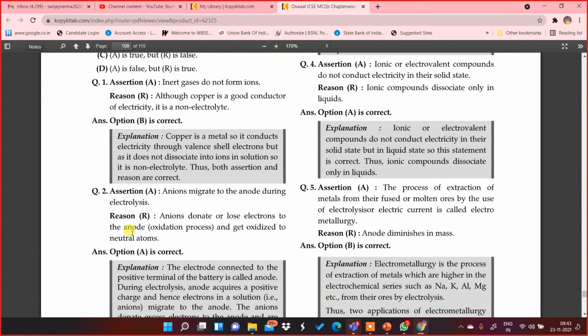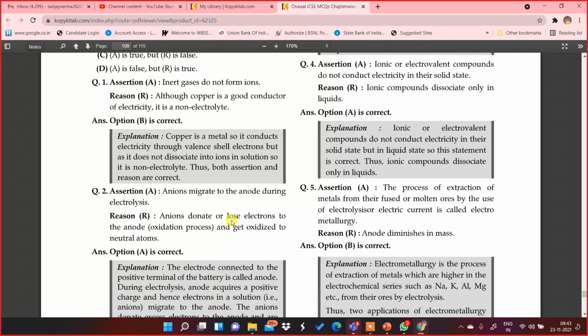Anode oxidation means it loses electrons and gets oxidized to neutral atoms. Okay, so do you think this A and R are related to each other in any respect? Yes, they are related. It is true that anions migrate to the anode. That is true, and the reason is also more or less true.